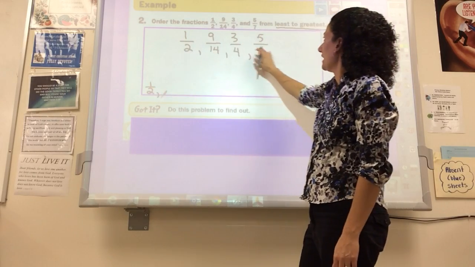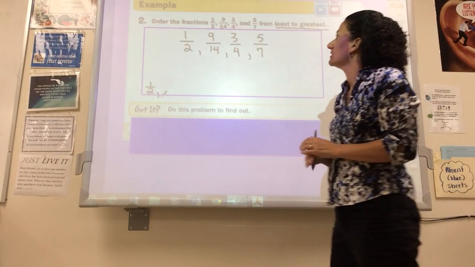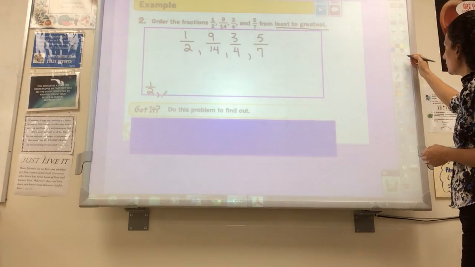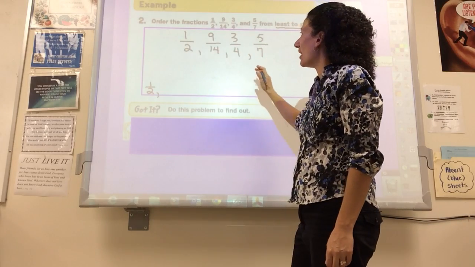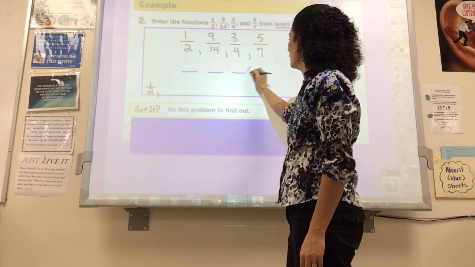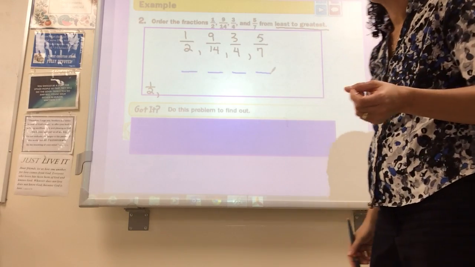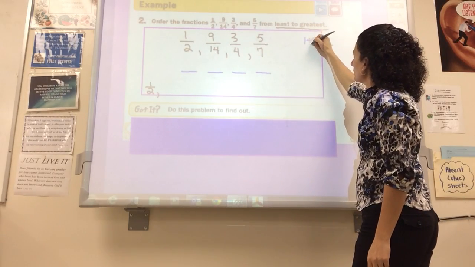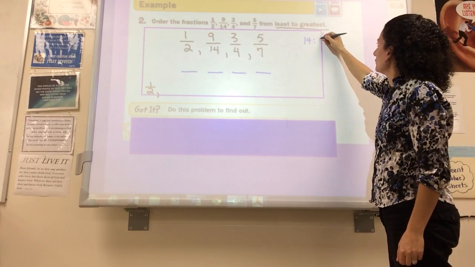But for these three, I can't really tell what comes first, second, and third, or in this case, second, third, and fourth. So I'm going to, again, find a common denominator. Now I'm going to go ahead and find a common denominator for all four of these. So now I need to find a number that 2, 14, 4, and 7 all go into evenly. I'm going to start with the biggest denominator, 14. And I'm going to start listing multiples for 14. I don't know my 14 times tables, but I can count by 14 by adding.